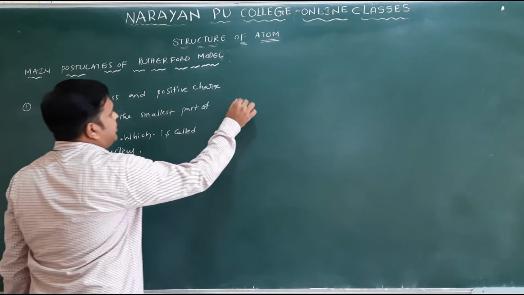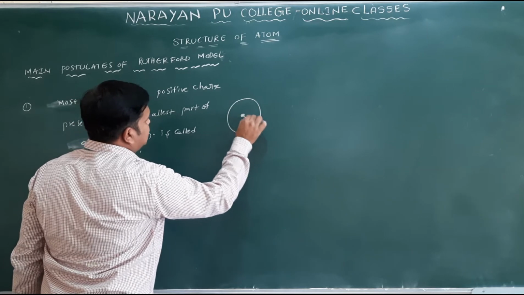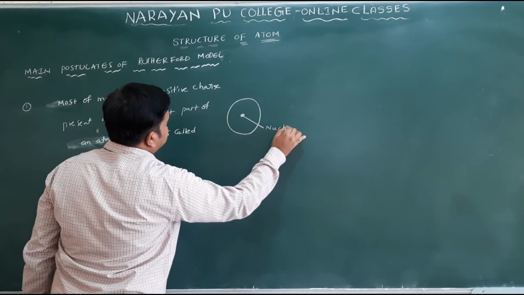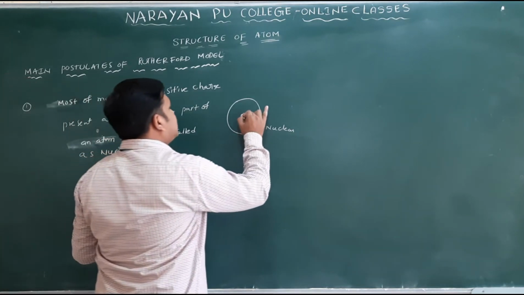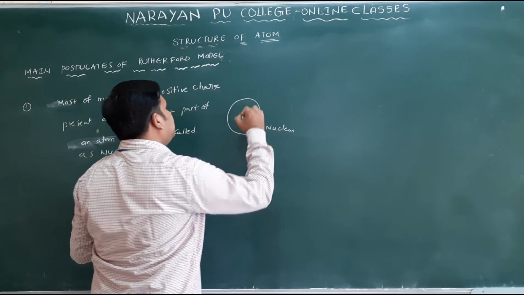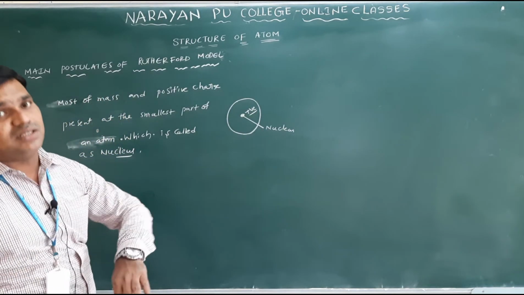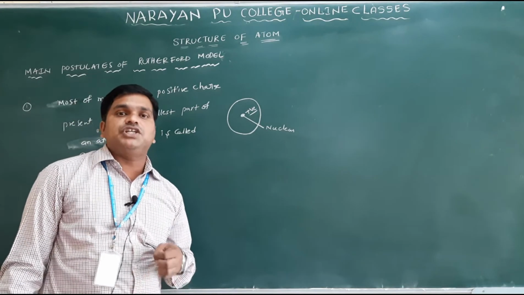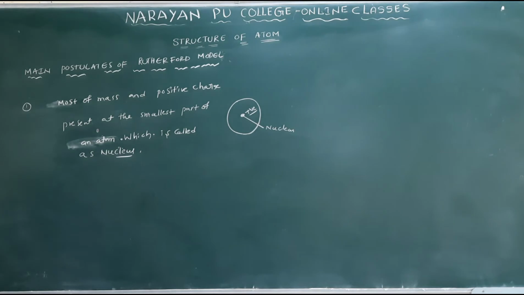Suppose you take this atom here. This is the center part, called the nucleus. The positive charge is present in the nucleus, and most of the mass is also present in the nucleus. The mass is because of the sum of the protons and neutrons present in the nucleus only. Clear? So this is the first postulate of the Rutherford model.